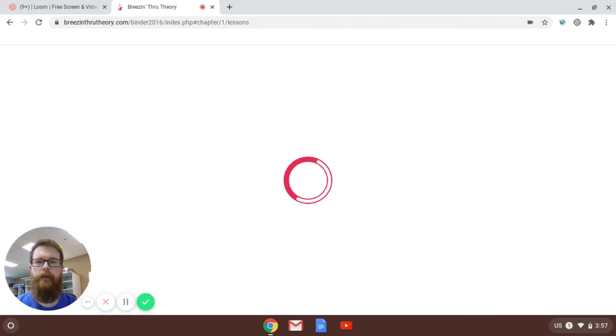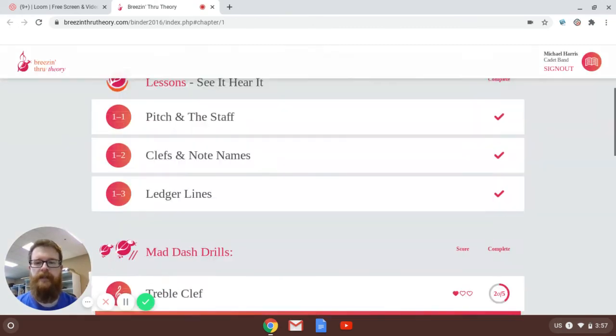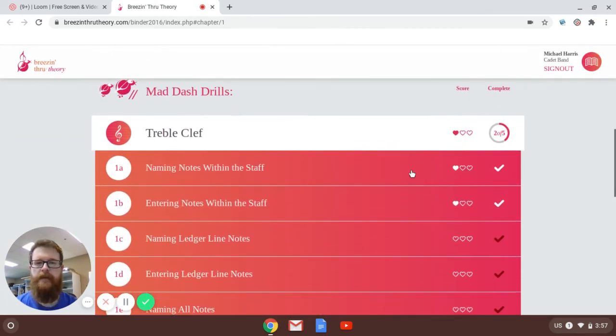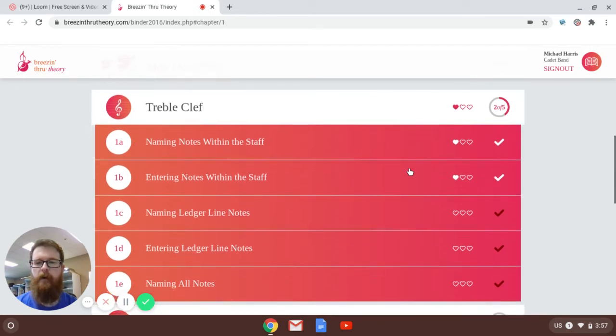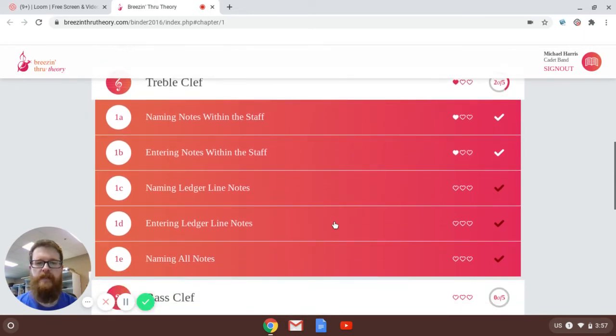The last time we were together, we looked at the Mad Dash exercise 1.1a, where we had to enter note names for notes that lived in the staff. That was this exercise. Now, we're ready to do an exercise with notes that live outside of the staff. Since last time we looked at naming notes within the staff, this time I'd like to look at entering ledger line note names.